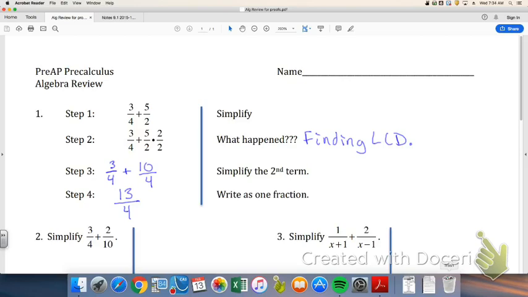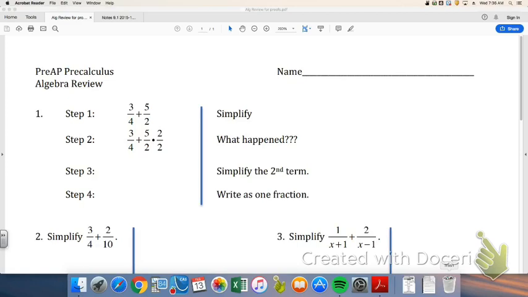Okay. So what have we done? We've just gone step by step. We haven't left out any steps. And then here we justified and told exactly what we were doing in every single step. So let's go down to number 2. We need to simplify 3/4 plus 2/10.